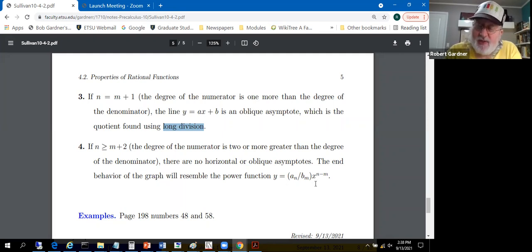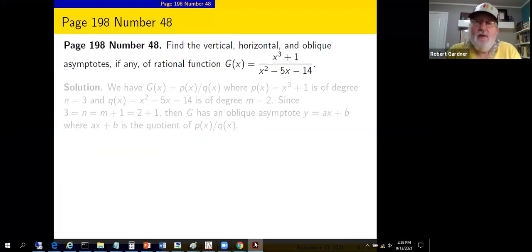It's traditional, especially in precalculus, just to look at asymptotes that are lines. So we've got horizontal lines, vertical lines, and lines that are neither horizontal nor vertical, the oblique asymptotes. Horizontal asymptotes, vertical asymptotes, and oblique asymptotes, but they're all lines. We could do approximations with other curves. Here we've got some kind of power function, it looks like. But in this case, we'll just say no horizontal or oblique asymptotes when we're dealing with this situation. So let's illustrate these with a couple of examples.